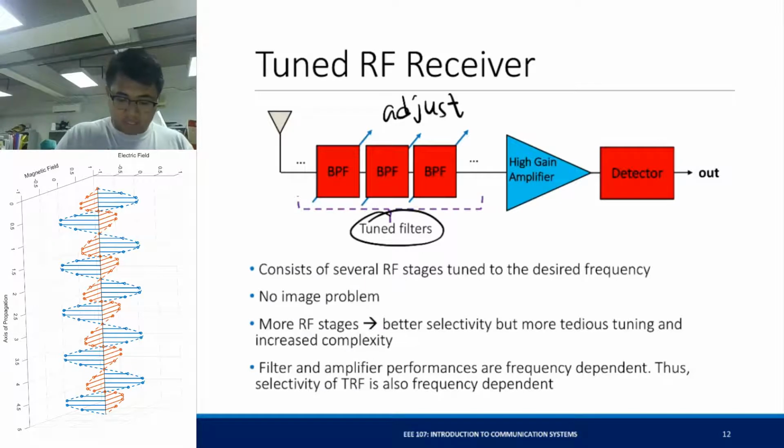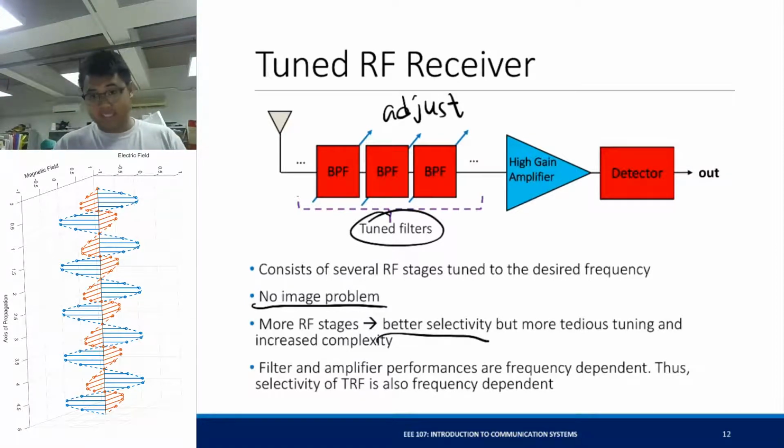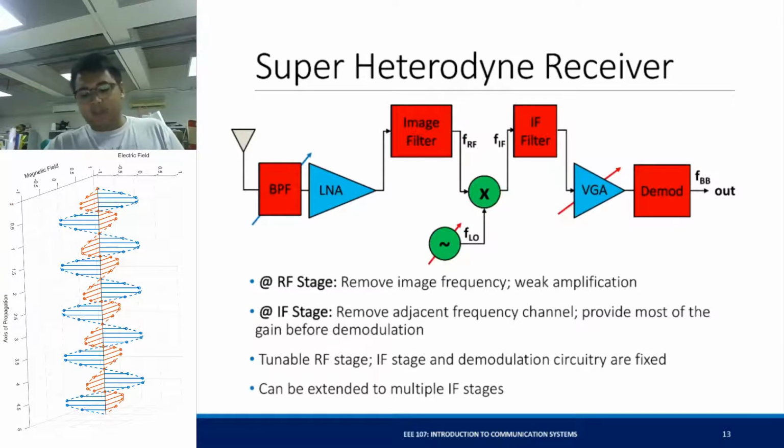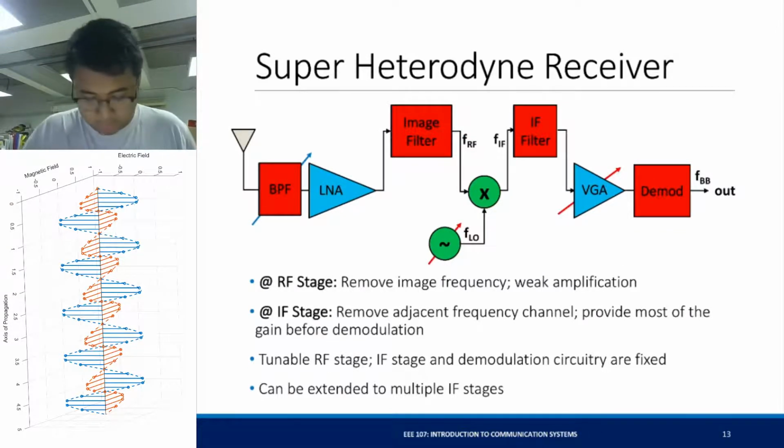With this, we remove the image problem. And the more filters you put in, the better the selectivity. But it's more tedious to tune each filter. Remember, it's difficult to design an accurate filter at a high frequency, especially here, at this part where you have a high frequency. So generally, it's more difficult to design a filter at higher frequencies. That's why we have the heterodyne receiver.